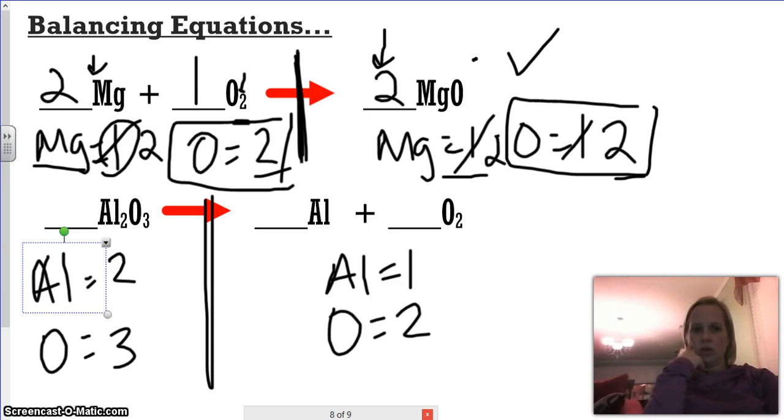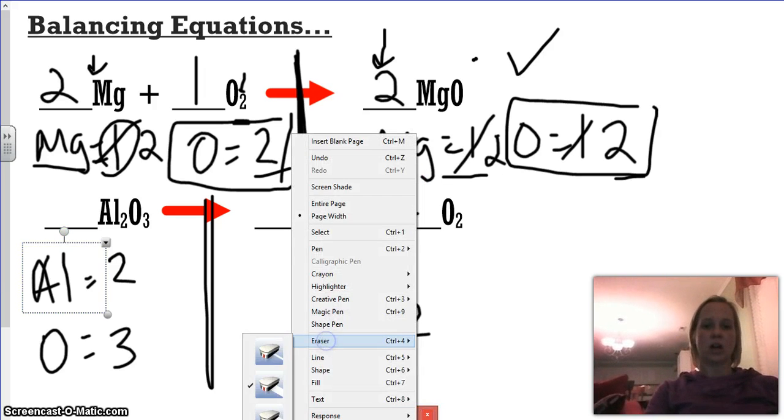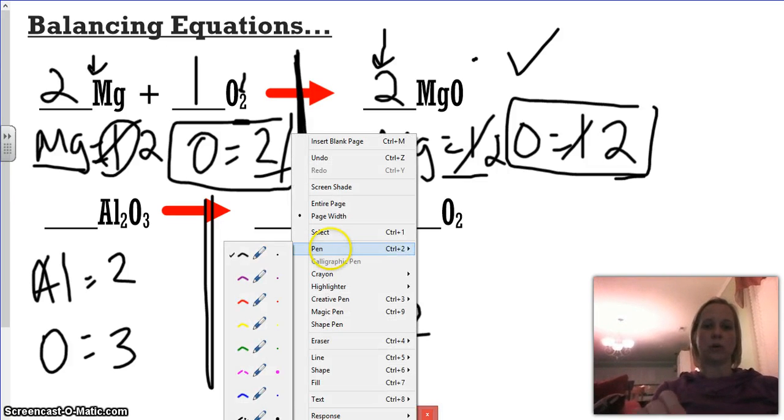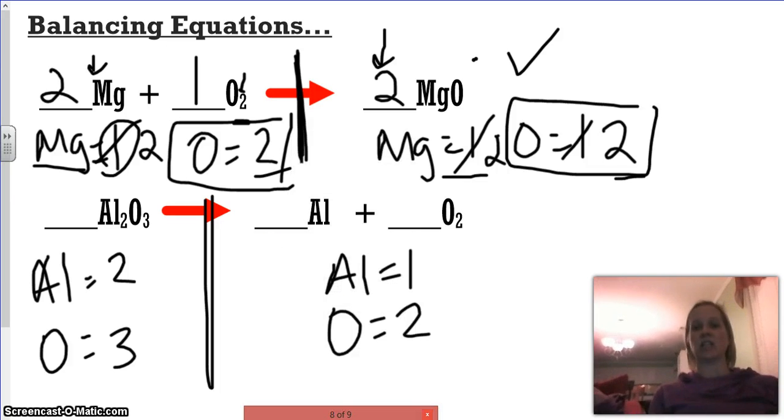Now what do I do? Nothing's in balance, okay? The beauty of a coefficient is I can erase it and rewrite a new one if I need to. So if I put some number in here and I'm not happy with it and it doesn't work, I can come back and erase it. That's the beauty of a coefficient. I can change it when I need to make it work. I cannot have fractional numbers or decimal numbers in my coefficient. It's got to be a whole number, okay?